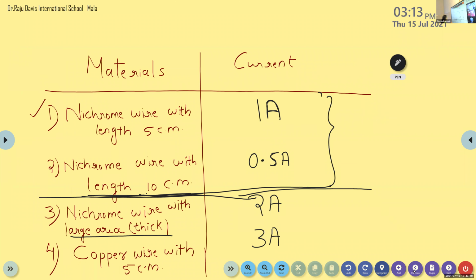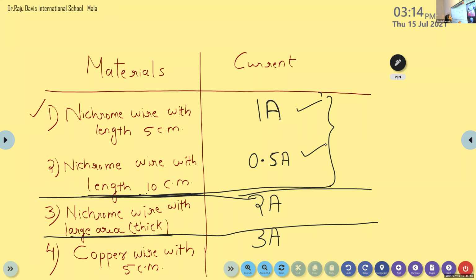Now we can compare the third material. We are connecting the third material, that is a thicker copper wire. What change can you observe in the value of current? If you are connecting a thicker copper wire, what change do you observe in the value of current? Is it increase or decrease? Increase. It increases compared to the other values.